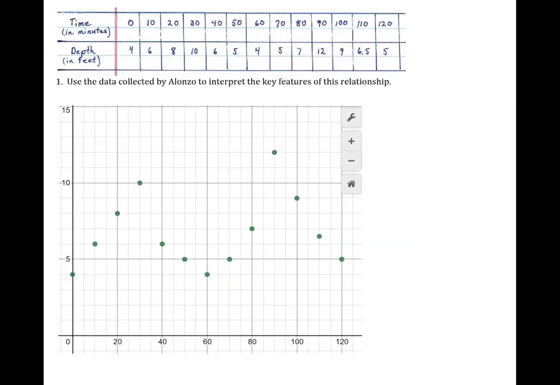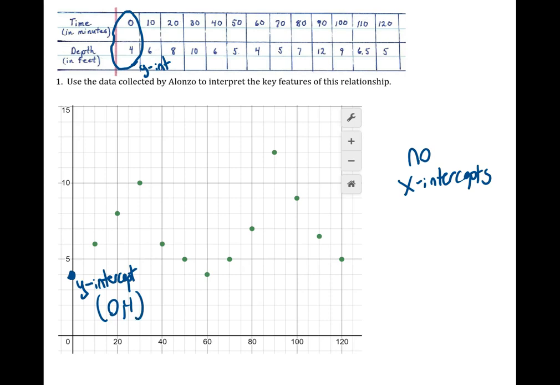The last things we want to consider are intercepts and rates of change. Without even looking at the graph, I can tell from the table that my y-intercept is there at 4, and then I can confirm that on the graph. There's our y-intercept, and the x-intercepts would have to be places where the y value is 0. Since the depth is never 0 in the table, we can assume that there are no x-intercepts for this graph. So there's one y-intercept at (0, 4), but there are no x-intercepts. Now we can consider the slope, or the rates of change, I should say.